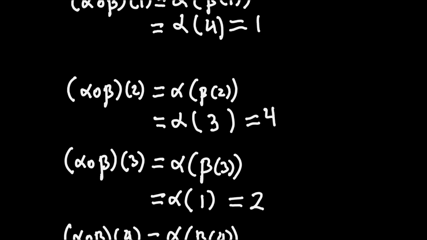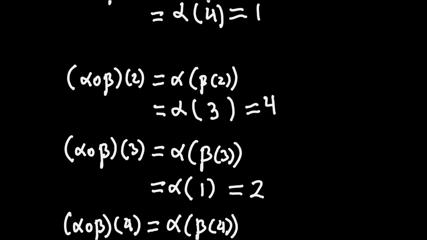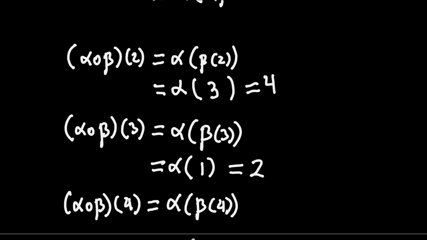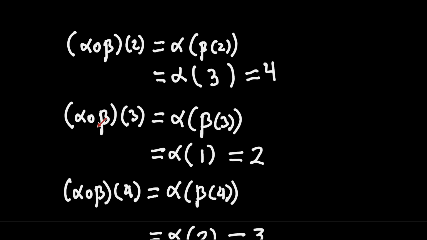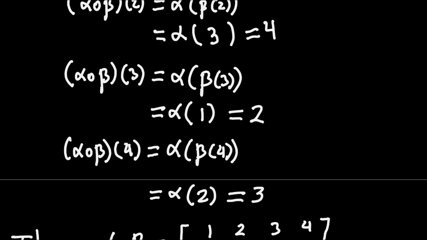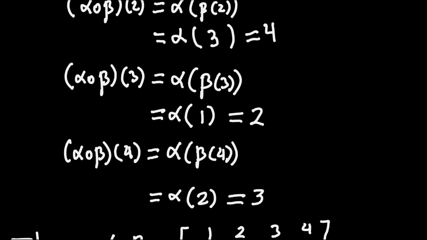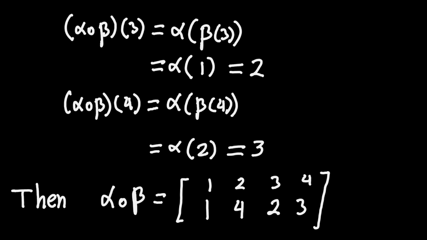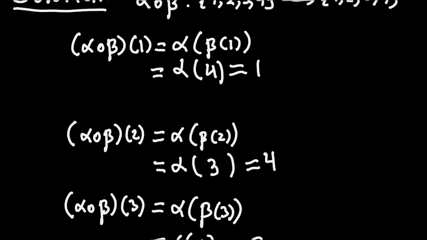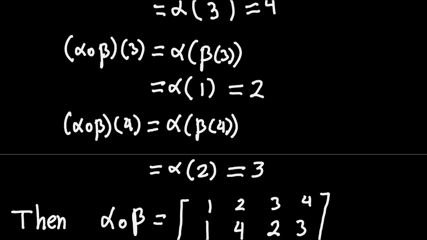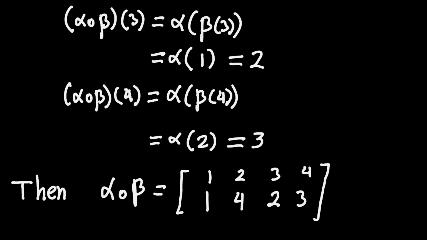I already did those, because you just follow the way in which we did the first 2. So you get that alpha composed with beta at 3 evaluates to 2, and alpha composed with beta at 4 evaluates to 3. Now if you put all that information in array form, that's going to give you alpha composed with beta. Now let's see the first result here. Remember, 1 is mapped into 1. That is what it says here. 1 is mapped into 1.